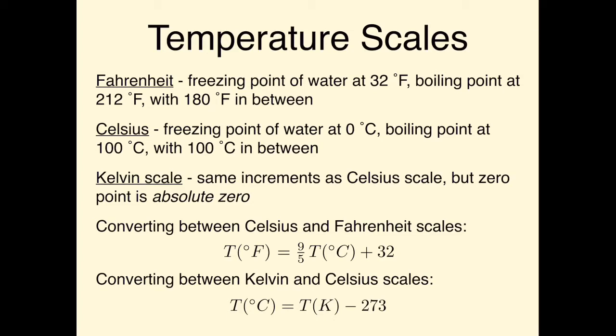Okay, so one thing we need to know is how to convert between these different scales. And there are two formulas that I'm putting on the slide here. The first one tells you how to convert between Celsius and Fahrenheit. So this says that the temperature in Fahrenheit is equal to 9/5 times the temperature in Celsius plus 32. Okay, the next formula says if we want to convert between Kelvin and Celsius, if you want the temperature in Celsius, you take the temperature in Kelvin and subtract 273.